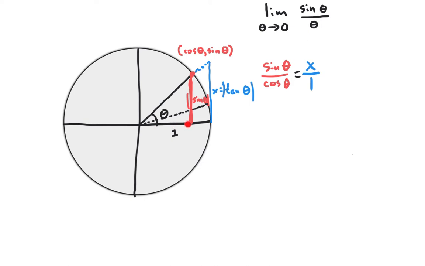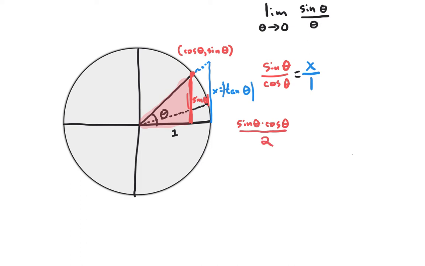Remember, this length here is cosine theta. It's the adjacent side of the triangle here, or it's the x-coordinate of the point where the ray meets the circle. So we know that this red area here, maybe I'll actually color it in red, that area is going to be base times height divided by 2. So sine theta times cosine theta divided by 2.